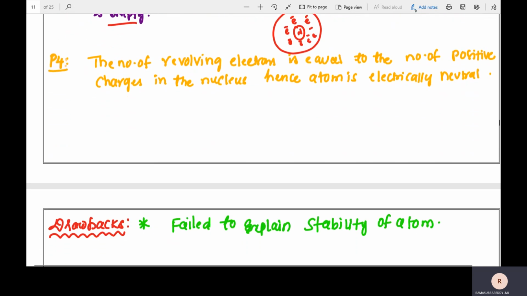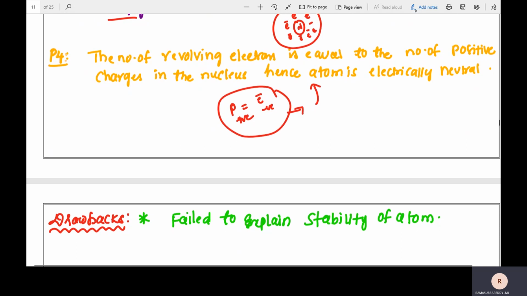Next, the fourth one: the number of revolving electrons is equal to the number of positive charges. So how many electrons are revolving is equal to the number of positive charges. Then it becomes electrically neutral. That is the postulate of Rutherford.